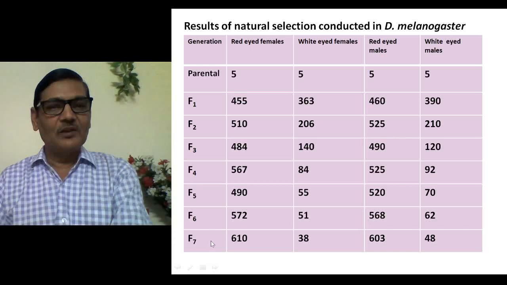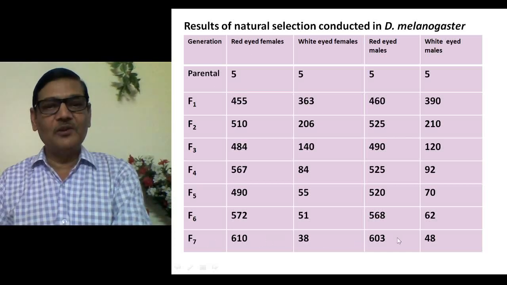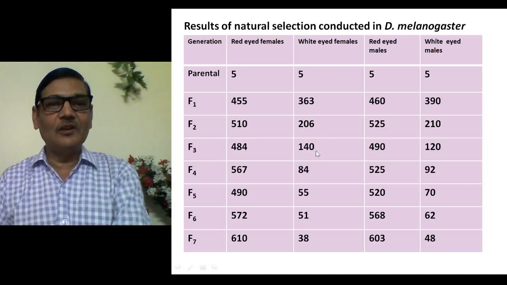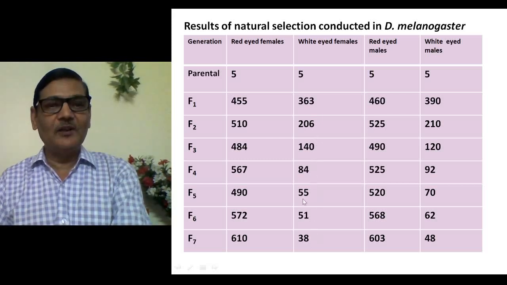So this you will go on doing for as many generations as you can, and suppose this experiment is continued for 7 generations. Up to 7 generations we did this experiment. So what we are observing here is that the red-eyed females are available, the white-eyed females are also being observed in these generations, but the number of white-eyed females is going down. If you carefully observe this data, you find that the number of white-eyed females is going down.